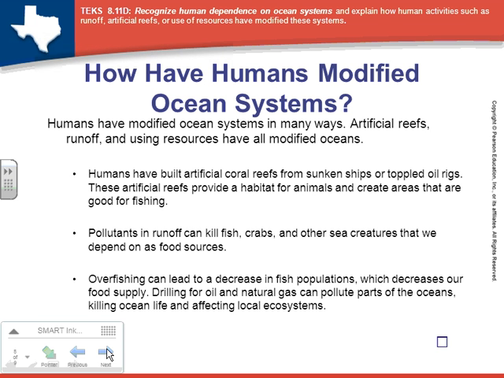And then drilling for oil and natural gas can pollute parts of the oceans, and it can kill ocean life and affect local ecosystems. We know that we've had oil spills before. You've seen it on the news. They've had to do cleanup, and it's negatively impacted those ecosystems or that area around it.